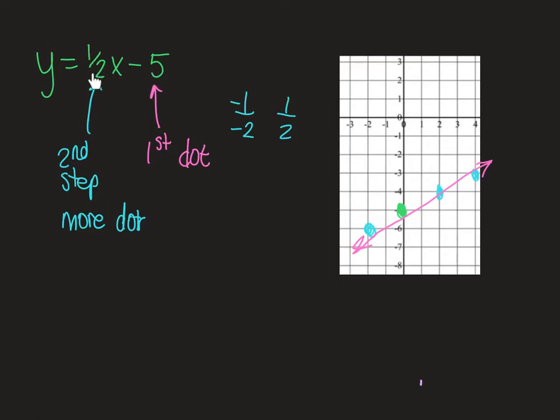First dot, here are my other dots. It's very similar to direct variation, except our first dot will be somewhere along the y-axis. Where along the y-axis, we don't know, we just look back here. If it says minus 5, it's down here at negative 5. If this said plus, it would be somewhere up here.